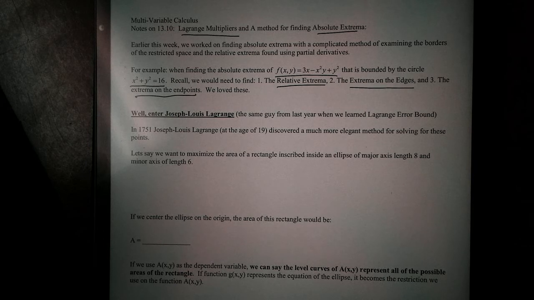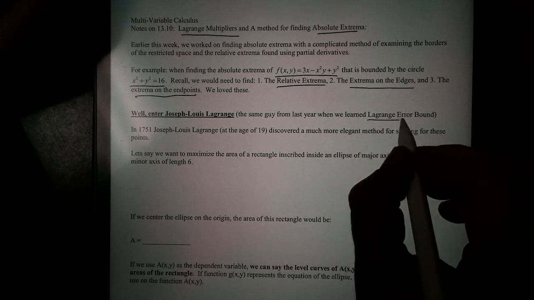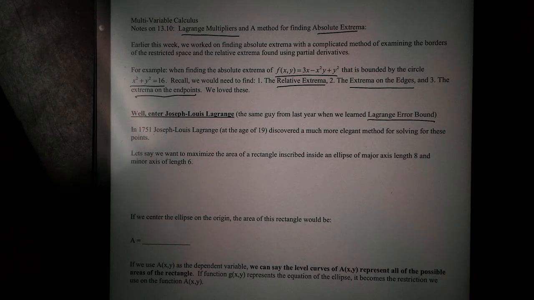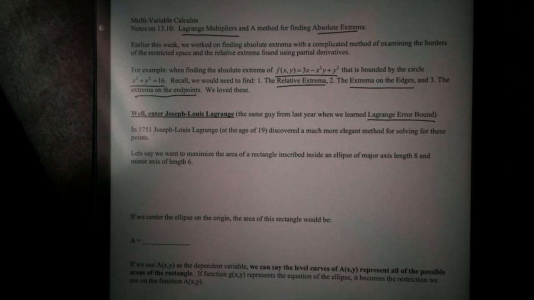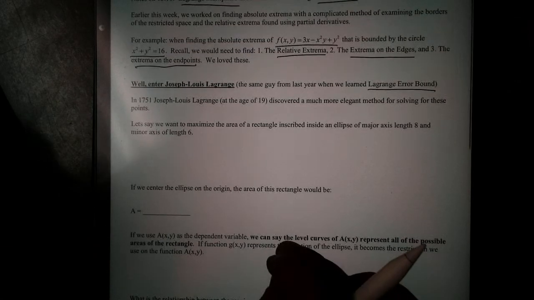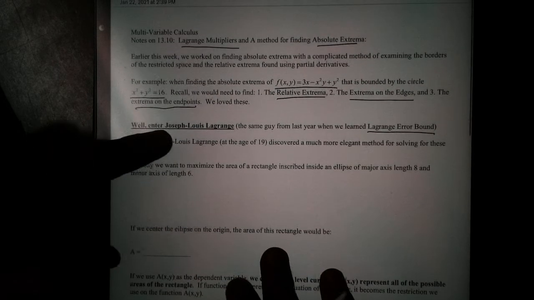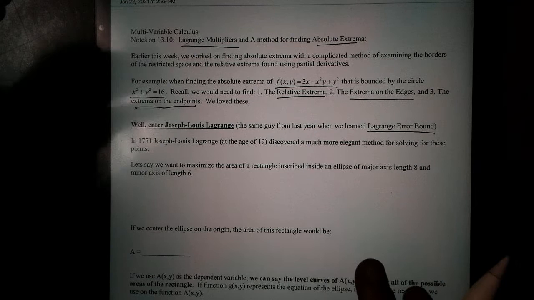Well, enter Lagrange. Lagrange we mentioned last year when we talked about Lagrange error bound, and that was a method we used in series and sequences in order to estimate the error in an approximation. At the age of 19, the age of some of you going to college, Lagrange came up with another method for solving for these absolute extrema that will not take as long.